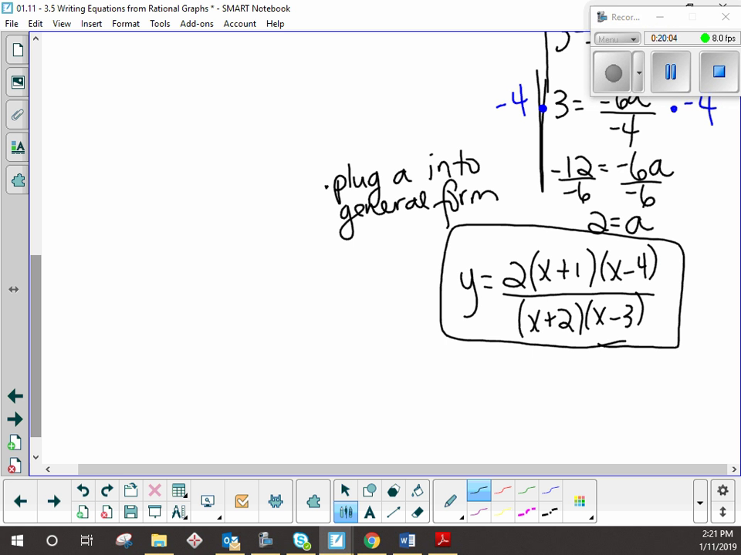I'm not going to ask you to do that. You said you could. So Brianna asked, do I want you to FOIL these things back out? No, I don't want you to. That's just going to create one more way you could get the answer wrong, by making a mistake. So I'm fine with the factored form.